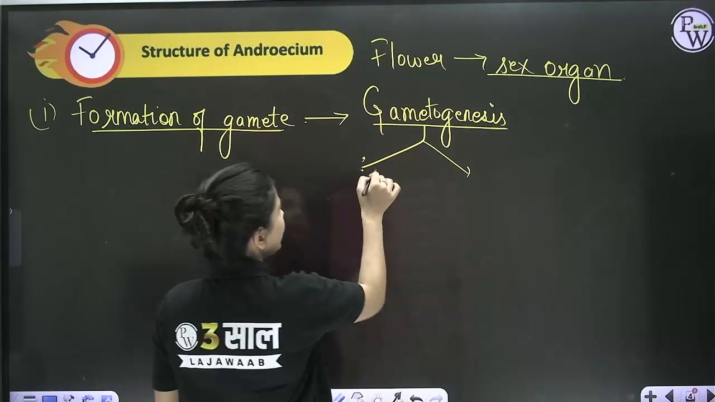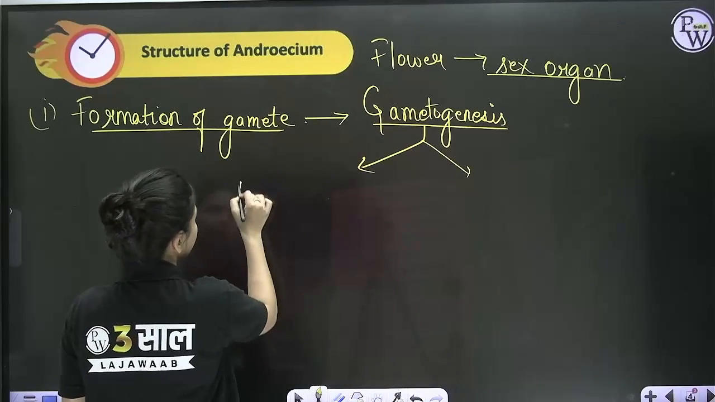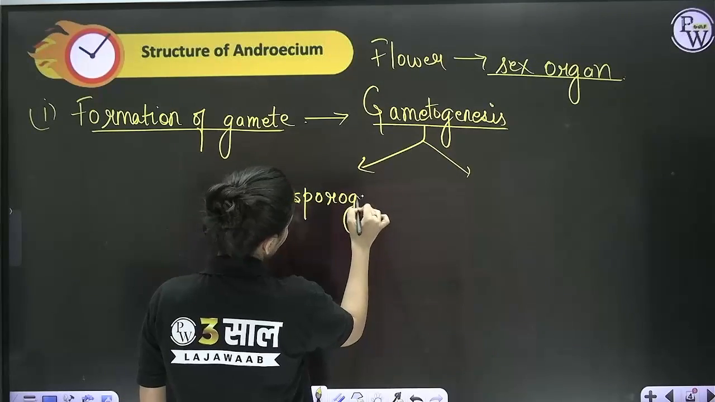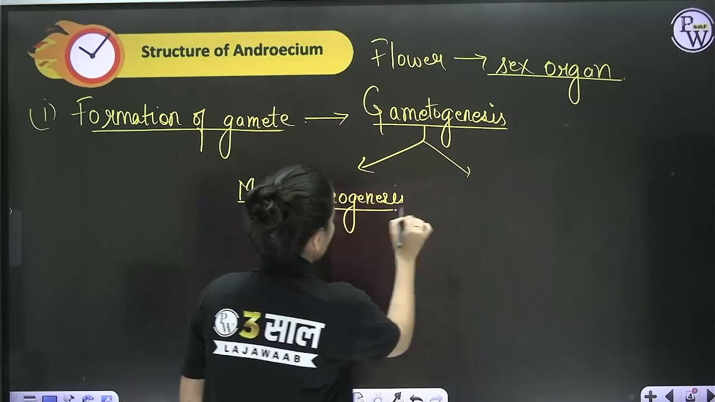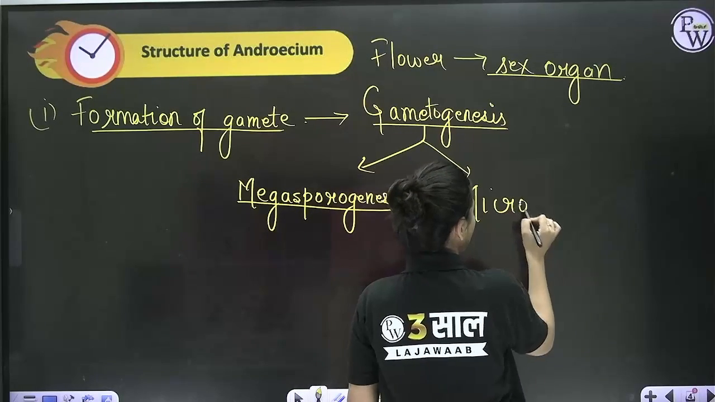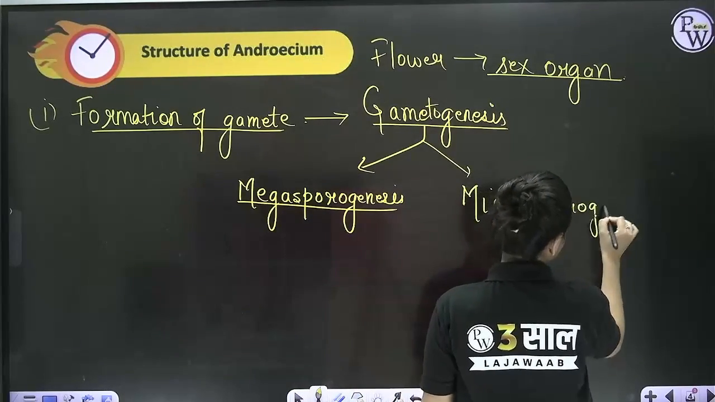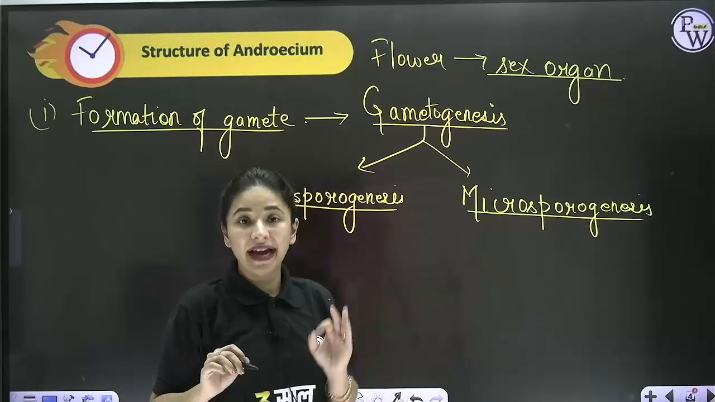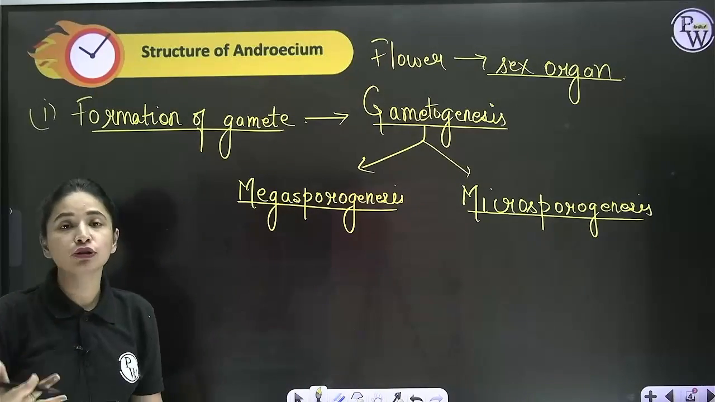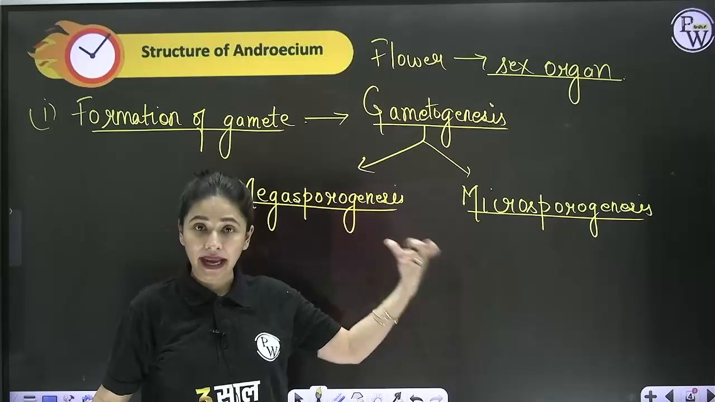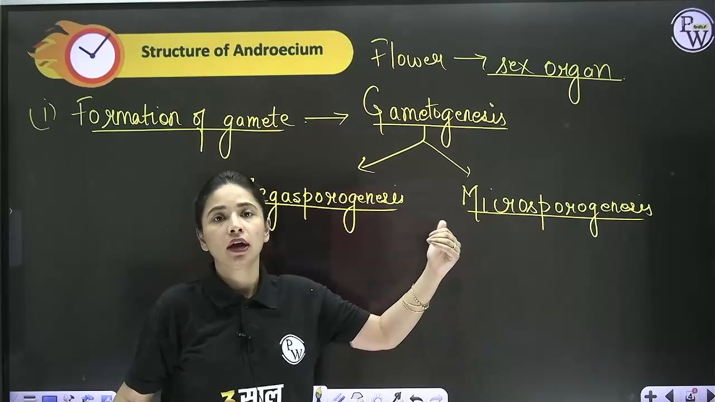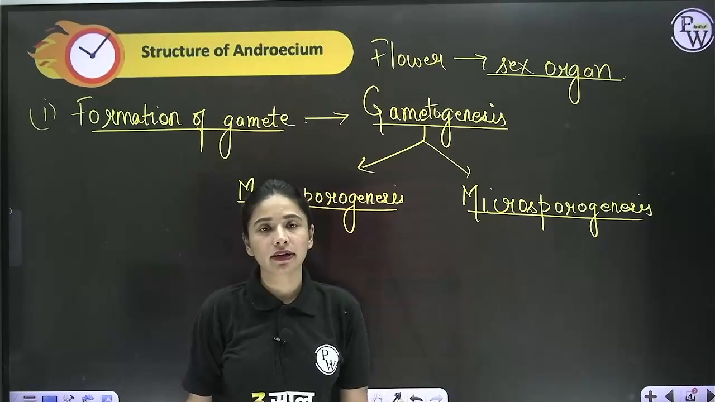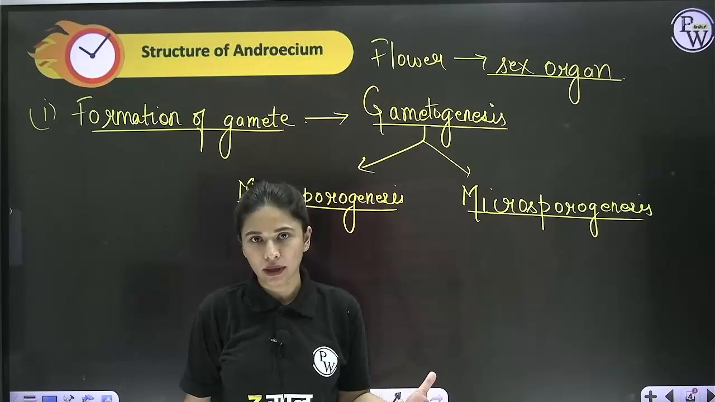Now, the two events of gametogenesis are megasporogenesis and microsporogenesis. I hope you all are able to recall. Beta, the term mega we use for female, whereas the term micro we use for male. So you have to remember this thing. Wherever I'm talking about megasporogenesis, that means I'm talking about formation of female gamete, and wherever I'm talking about micro, that means I'm talking related to male gamete or male body, correct?